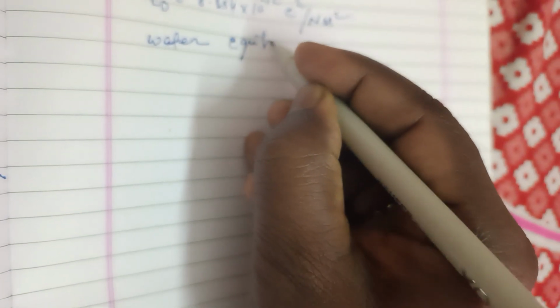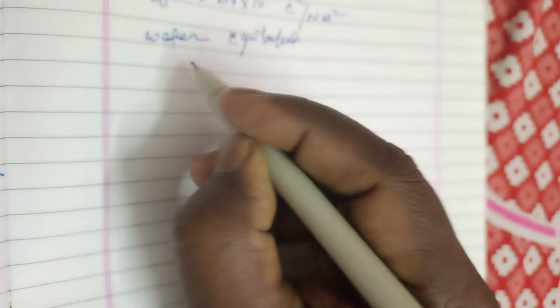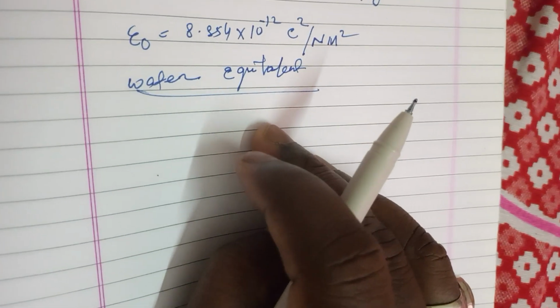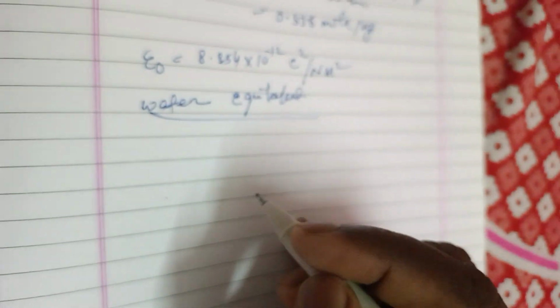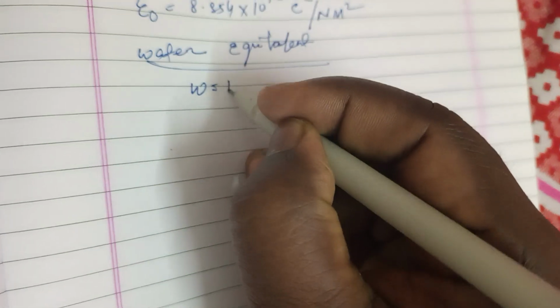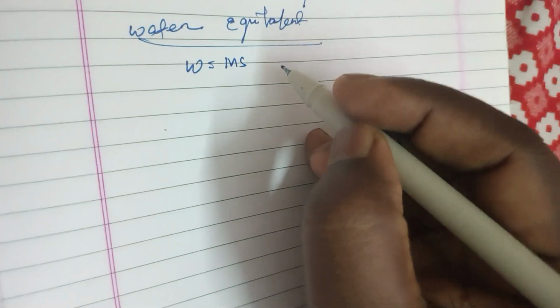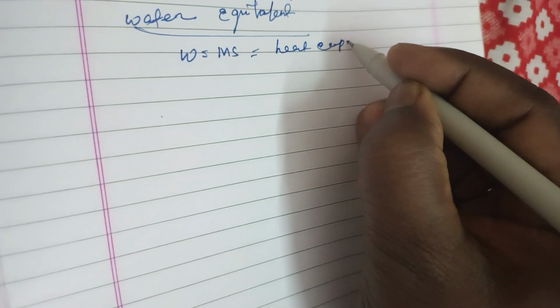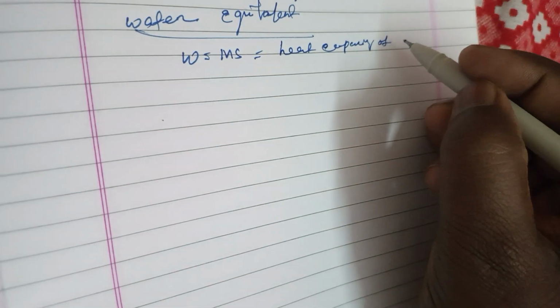Water equivalent. It is the quantity of water whose thermal capacity is the same as the heat capacity of the body. It is denoted by W. W is equal to ms, which is equal to the heat capacity of the body.